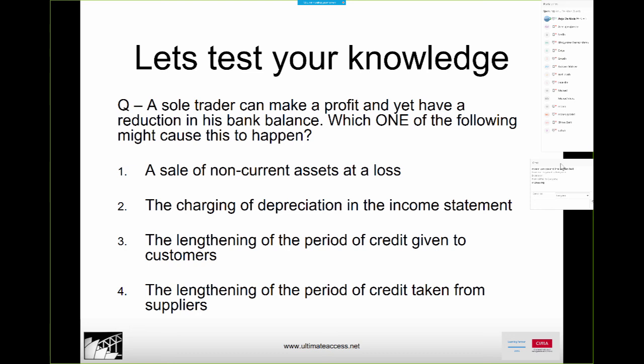Charging of depreciation in the income statement. Is there an impact? Is there an impact in the cash balance? Anyone? A yes or no answer, please. Joel, there is no impact, okay? Charging of depreciation in the income statement is not impacting your bank balance, right? So, let us see what is actually the answer then.